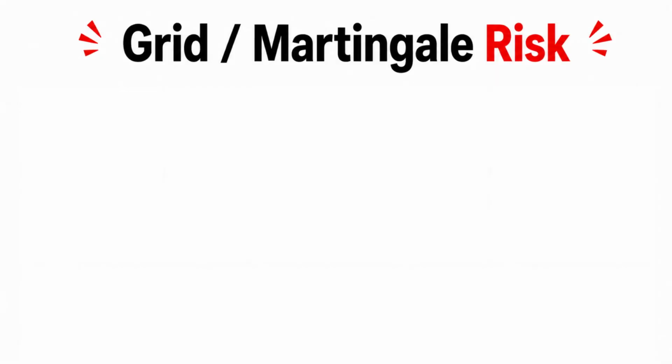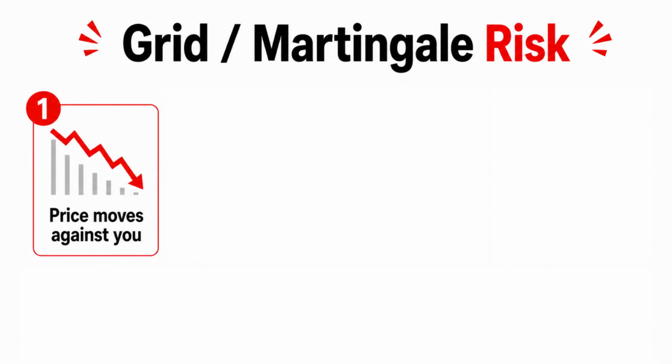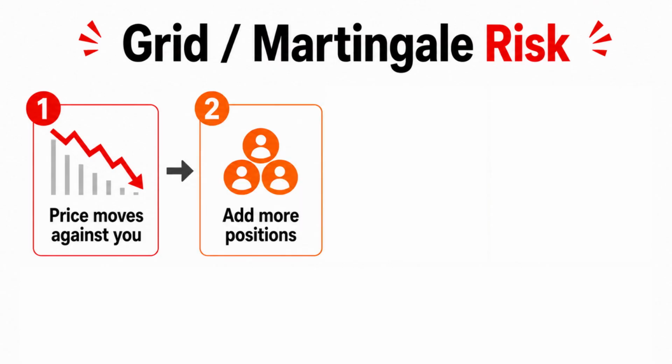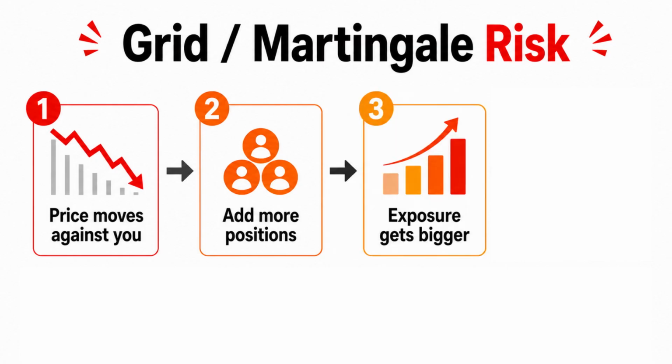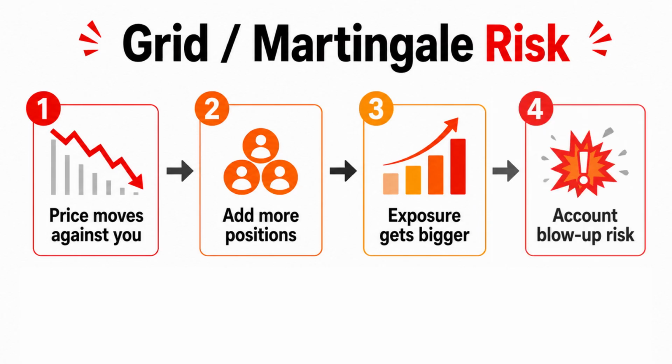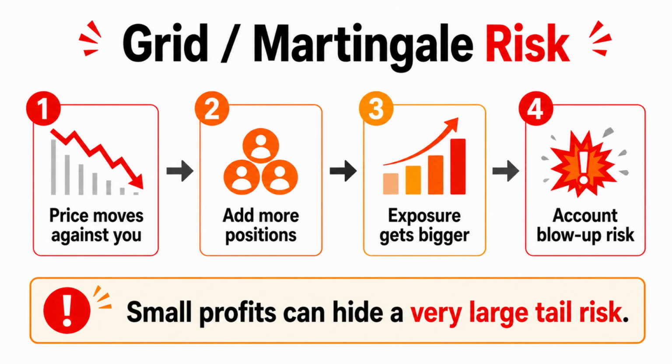The basic flow of grid and martingale risk is simple. Price moves against you, the EA adds more positions. If the price keeps moving against you, the EA adds even more positions. As a result, the exposure becomes larger and larger, and finally, the account faces the risk of blowing up. Even if small profits continue for a while, a very large tail risk may be hidden behind them. That is why, when evaluating an EA, you must not look only at how it makes money. You must also look at how it loses.